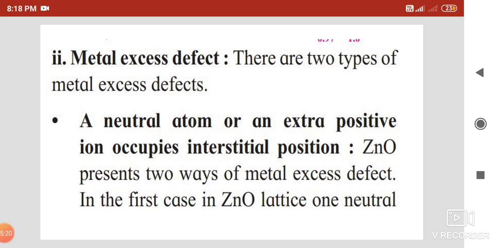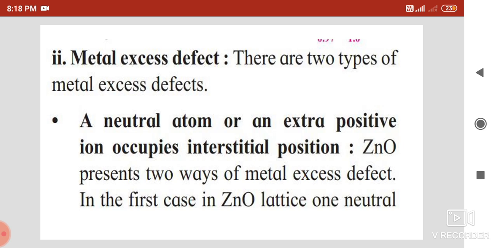Let us start the second non-stoichiometric defect, that is the metal excess defect. Here again, there are two types. Let us see the first: a neutral atom or extra positive charge ion occupies an interstitial position.